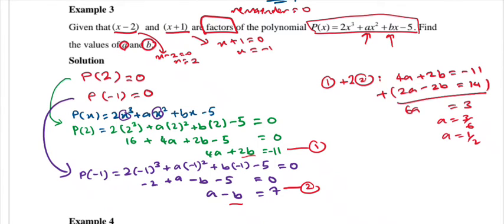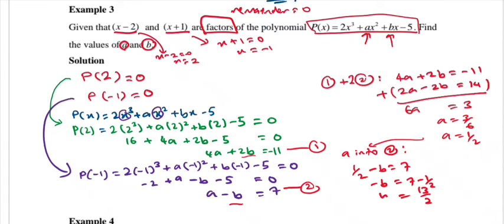Next, to find your b, just substitute a into the second equation because it's simpler. So this is 1 over 2 minus b equal to 7. Bring everything else to the right side and then move the negative b to the right side. So the answer is negative 13 over 2. Check your question. The question wants you to find the values of a and b. So now we have found the values of a and b. So that's it for question 3.